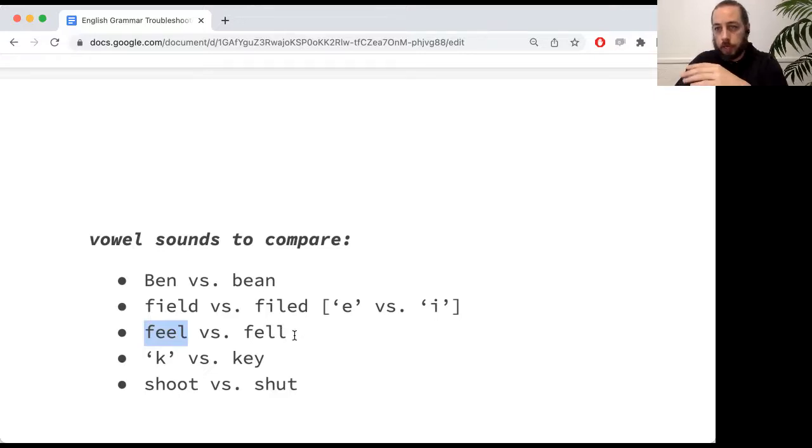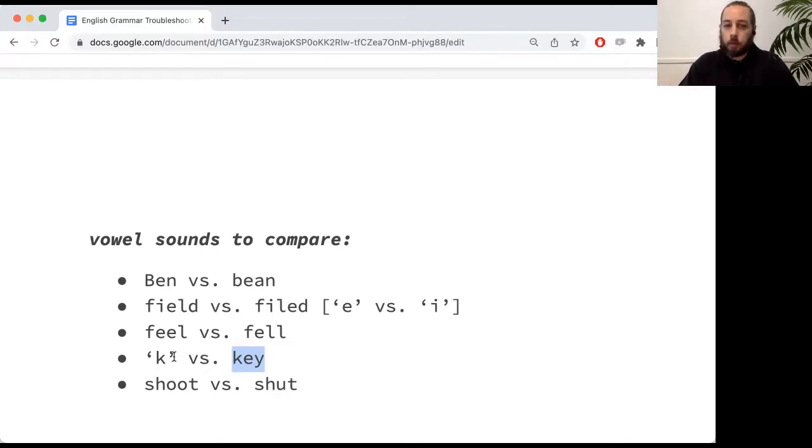And the one on the right is fell, fell. Okay. Our next set of sounds to compare is the letter K versus the thing that you use to open a lock, which is a key.